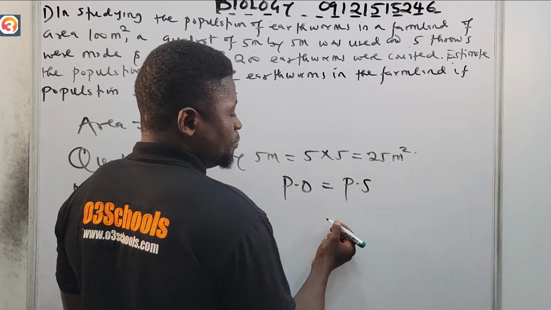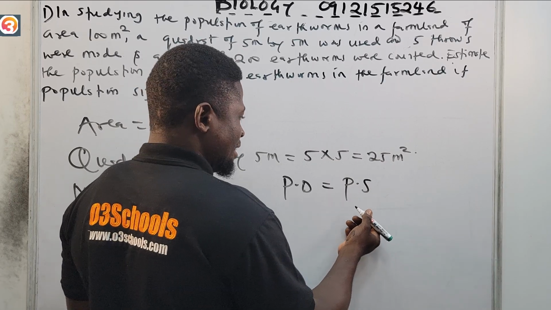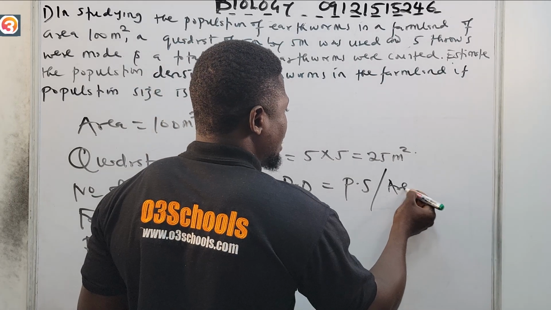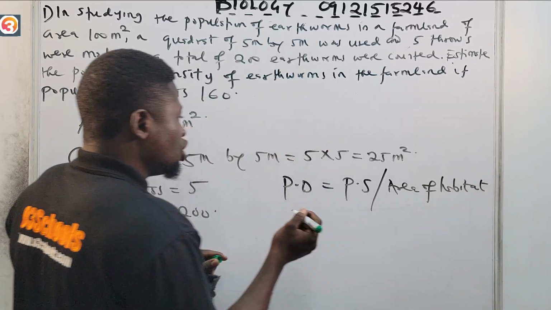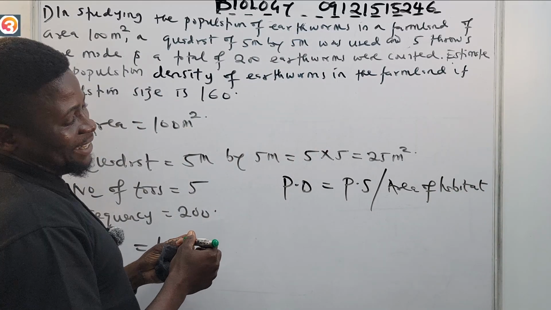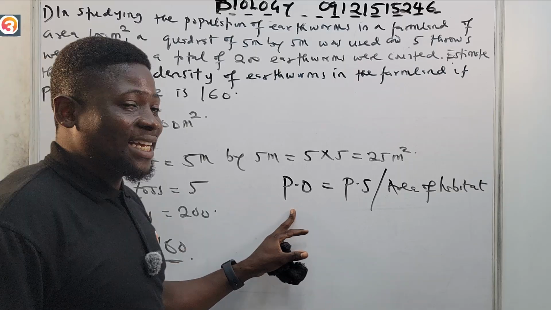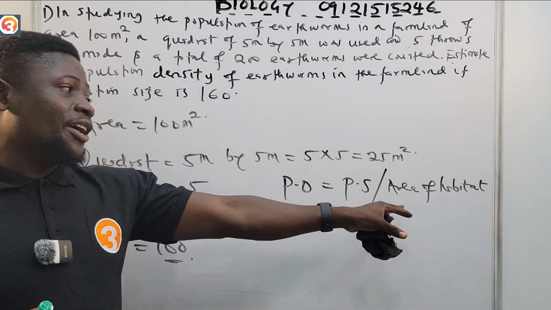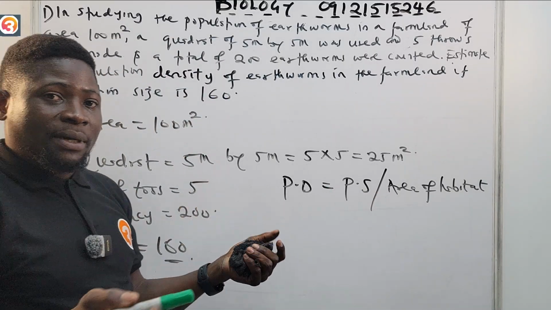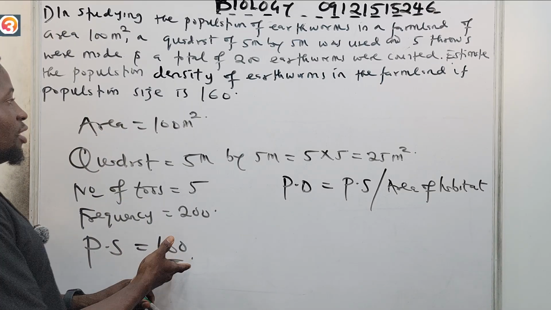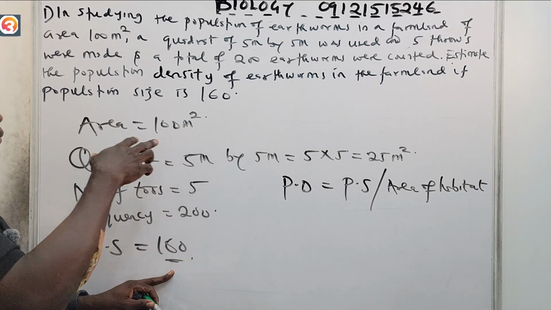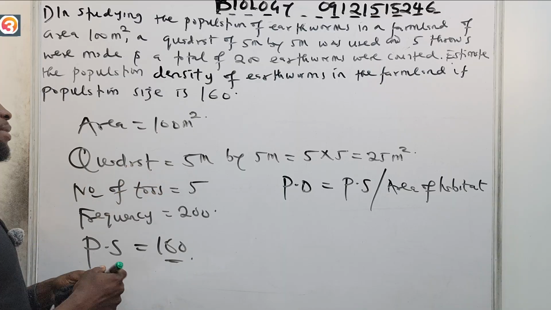Now, that means we need to bring our formulas to bear. Number one, we know that population density, PD, is population size, which is the PS, divided by area of habitat. So population density is population size over area of habitat. Simply, that means we know our population size to be 160. We know the area of the habitat to be 100 meters square.